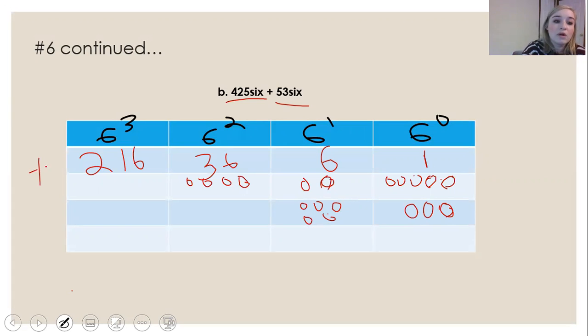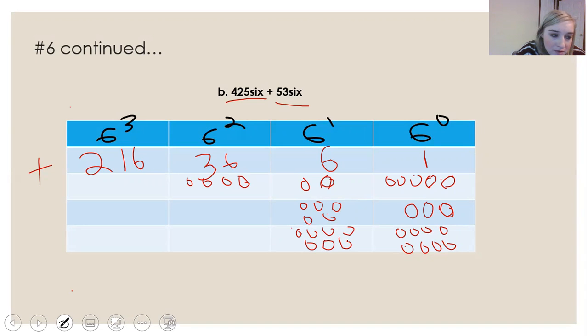Okay, now remember we're adding these dots here. That's what we're doing. So we're going to do 5 plus 3, and that is going to give us 8. 1, 2, 3, 4, 5, 6, 8. 5 plus 2, 7. 1, 2, 3, 4, 5, 6, 7.